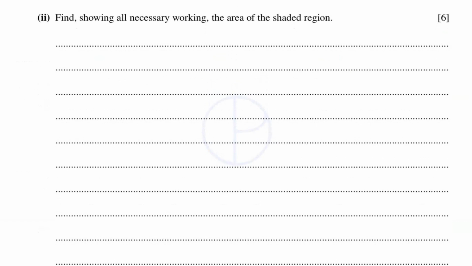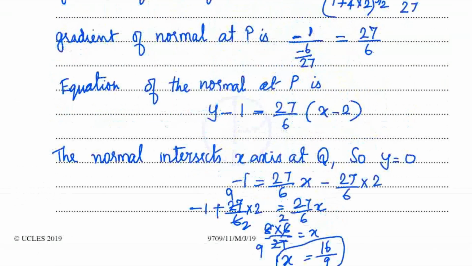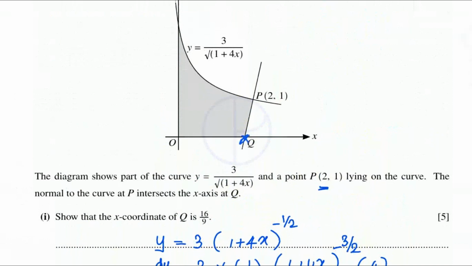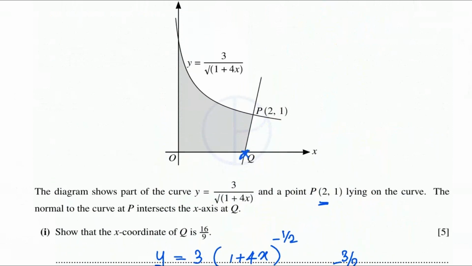Next, the B part of the question. Find, showing all necessary working, the area of the shaded region. Okay, so this is a little bit tricky question, so we have to do it carefully. So how will you find the area of the shaded region? Generally, we will write area under the curve minus the area under the line.